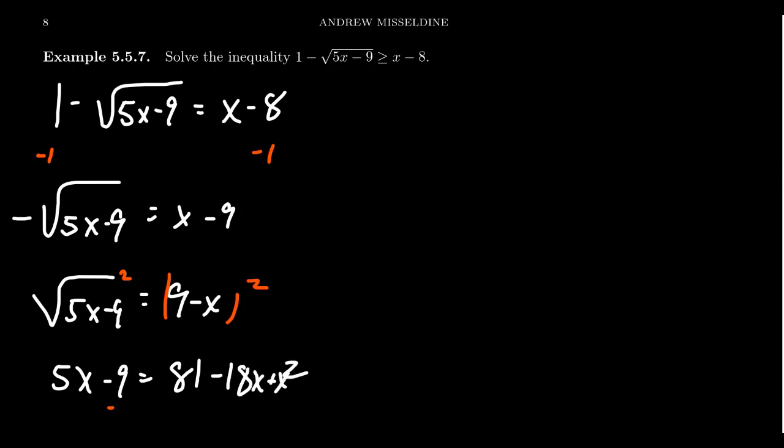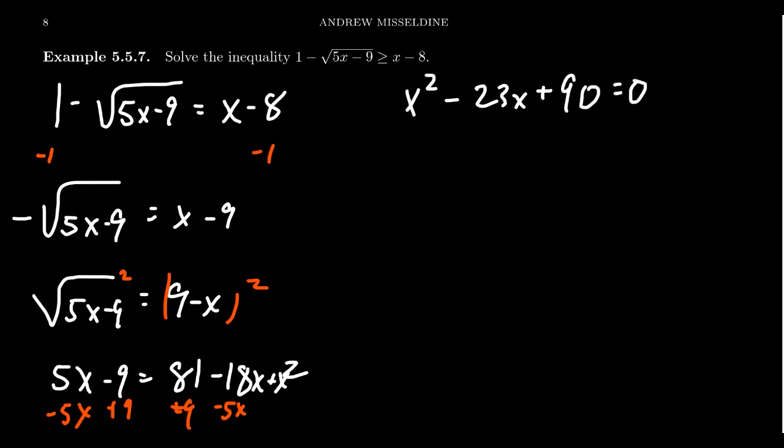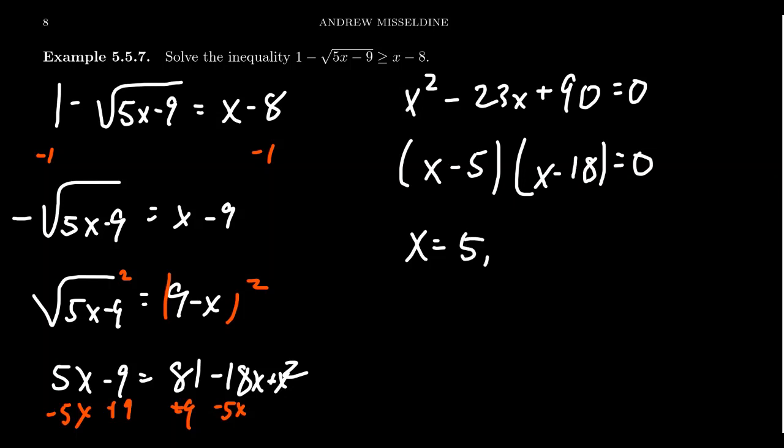So we're going to add 9 to both sides. We're actually going to subtract 5x as well, because now it's a quadratic equation. So we get x squared minus 23x plus 90 equals 0. So since it's quadratic, we want to set the right-hand side equal to 0 so we can factor it or use the quadratic formula. Notice that factors of 90, we can take 5 and 18. That adds up to be 23. So we get x minus 5 and x minus 18 is equal to 0.